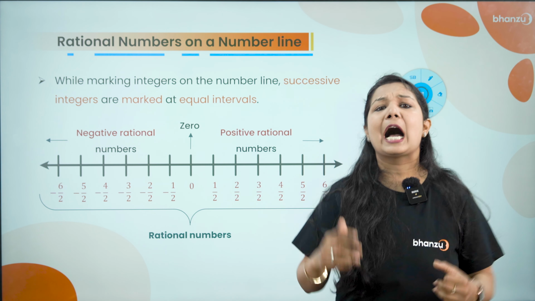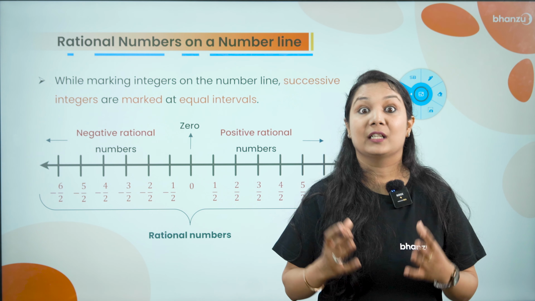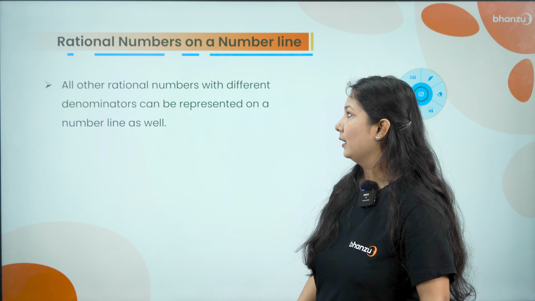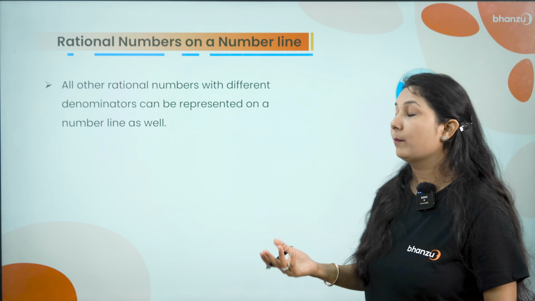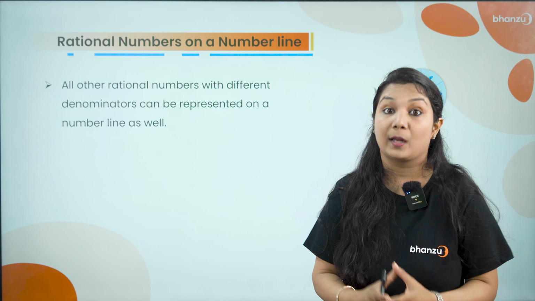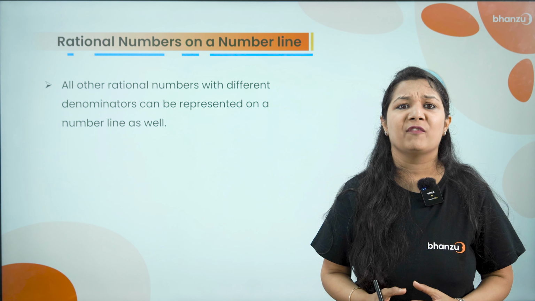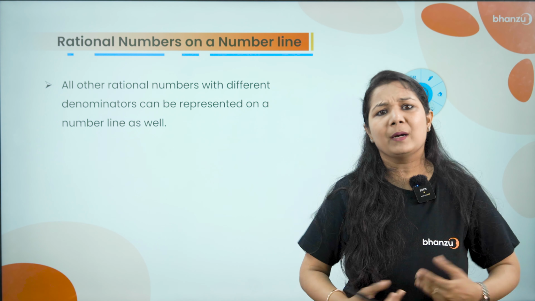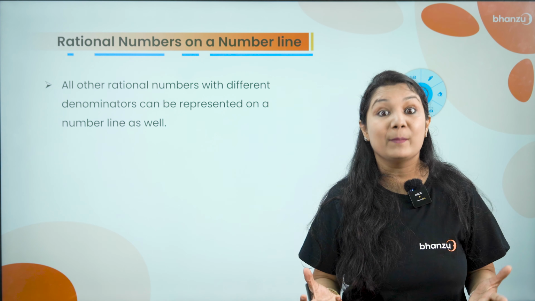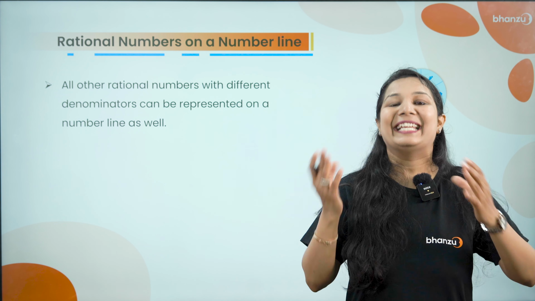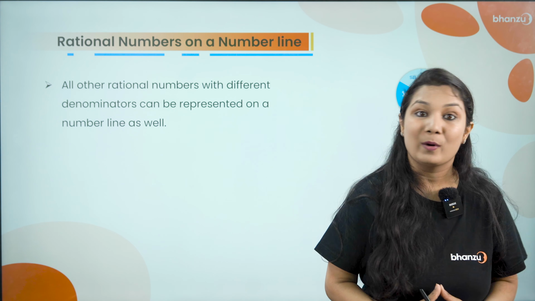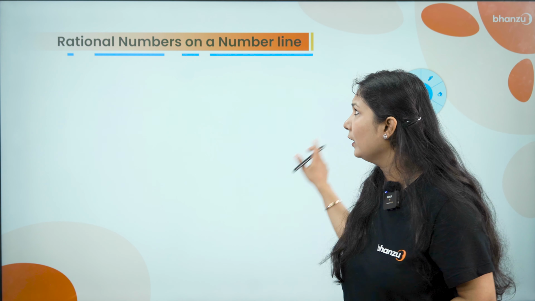So let's see how we mark the rational numbers on the number line, how we draw this number line in detail. Before that, let's look at rational numbers with different denominators. The rational numbers which I showed you on the number line just now all had the denominator 2. But what if a rational number doesn't have a denominator 2? Won't we be able to draw it on a number line? Yes, you would be able to draw it. That is what I am telling you over here. So let's see an example of it, right?